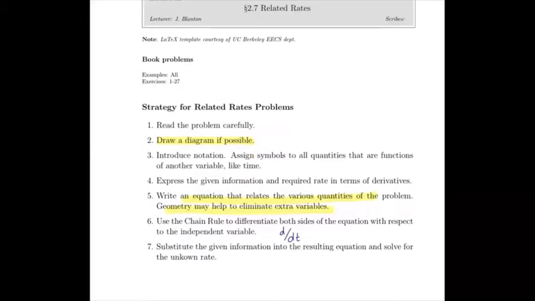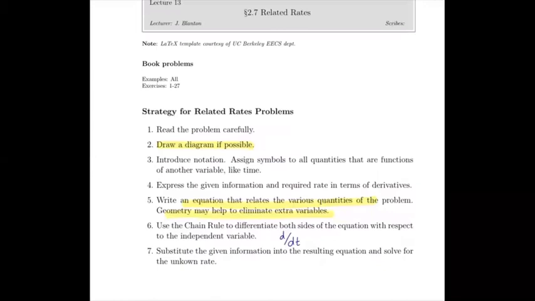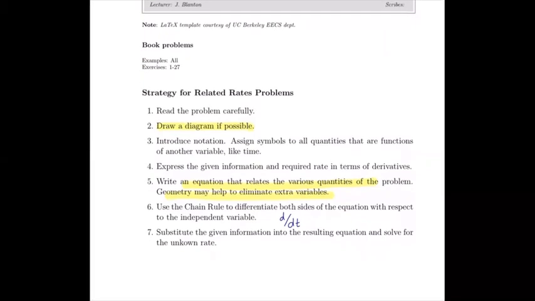So some of this is obvious and some is not. The first one's obvious, right? But don't take it for granted. Read the problem carefully and really understand what they're asking for and what they're telling you in the problem. Part two, this one's highlighted. It's going to stay highlighted because drawing a diagram is absolutely so helpful. Draw any diagram that could possibly help you with this. That's a good idea. At the very least, it's worth a little bit of partial credit.